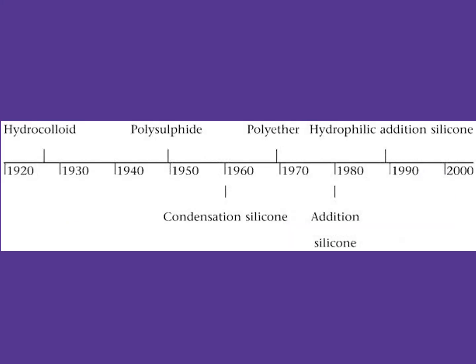The first elastic dental impression material was the hydrocolloid, which was introduced to dentistry in 1925. Since then, many elastomeric impression materials have become available.